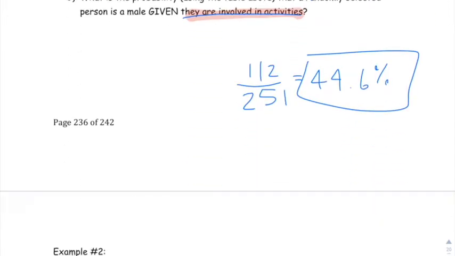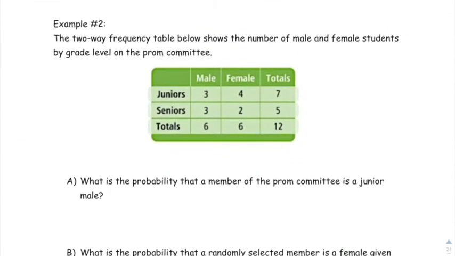So we'll try a couple other ones that are similar. So you've got juniors, seniors, and then males and females by grade level on the prom committee. What is the probability that a member of the prom committee is a junior male? There are 12 people total. They didn't give us any condition, so we're just looking at everyone. And that is a junior male, so that'd be 3 out of 12, about 25%. Or you could write 1/4.